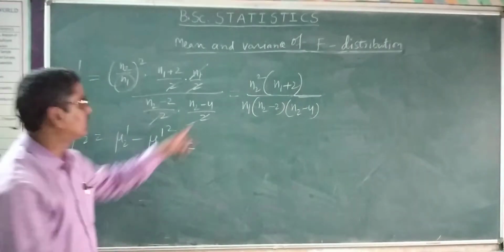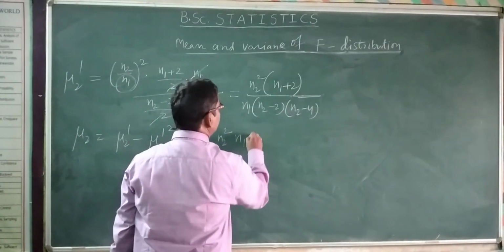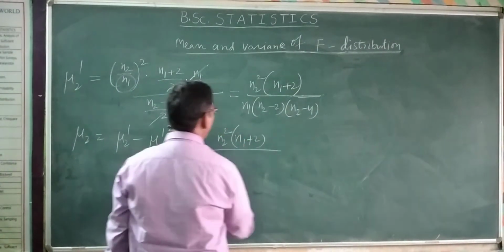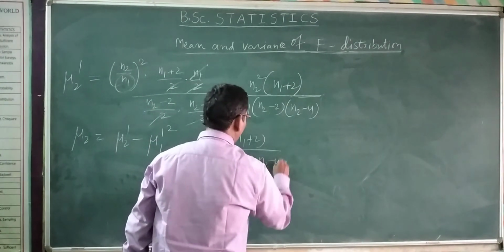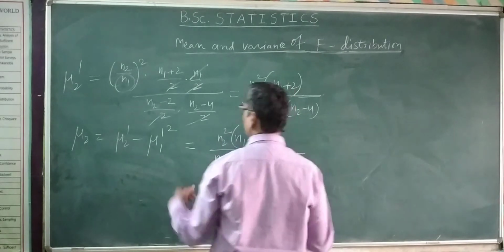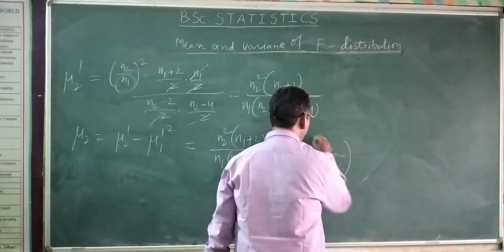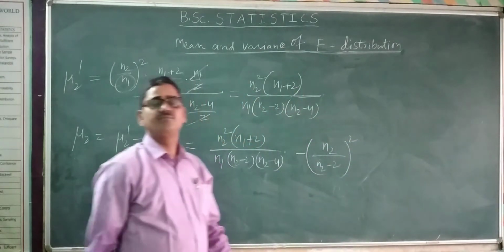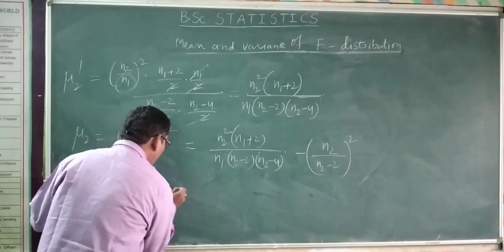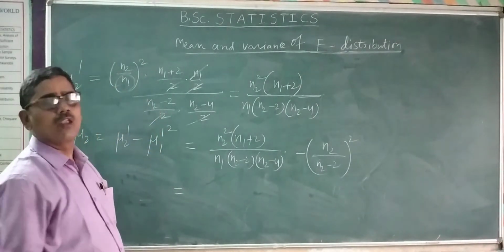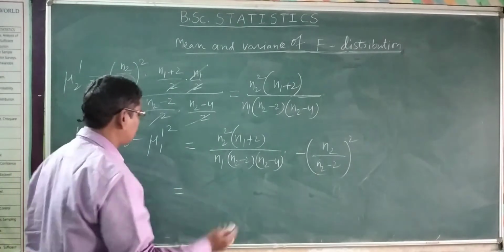What is mu2 dash? This is the value: n2 square into n1 plus 2 divided by n1 into n2 minus 2 into n2 minus 4, minus mu1 dash, which is n2 by n2 minus 2, the whole square. Now we have to simplify this. We will see how far we can simplify this. We can leave it, but if you simplify, it is somehow good.